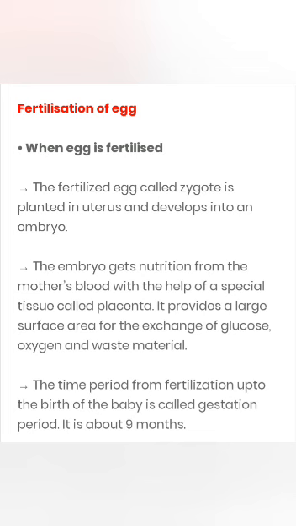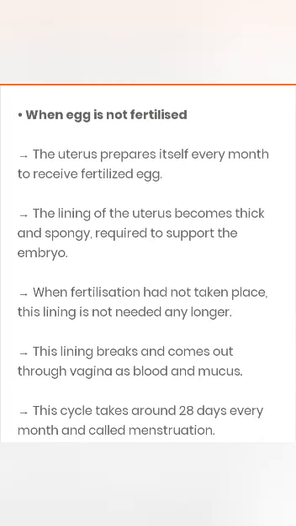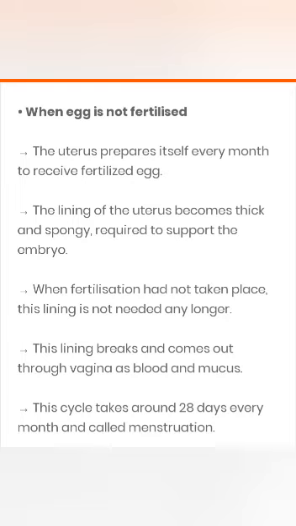When the egg is not fertilized, what happens? Every month when the ovary releases the matured egg, some changes occur in the uterus. So the uterus prepares itself every month to receive the fertilized egg. The lining of the uterus becomes thick and spongy, which is required to support the embryo. When fertilization does not take place, this lining is not needed any longer. The lining breaks and comes out as blood and mucus. This cycle takes around 28 days every month, which is known as menstruation.